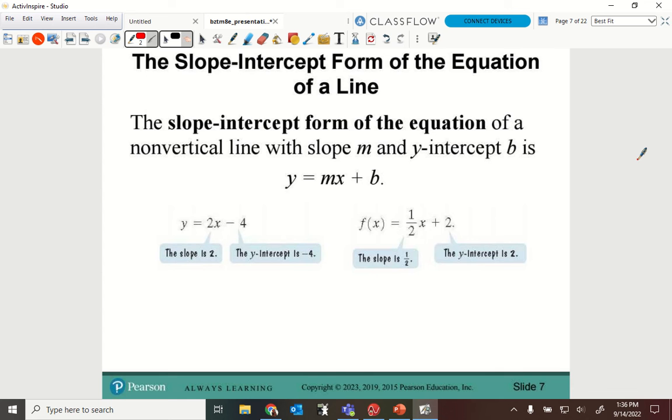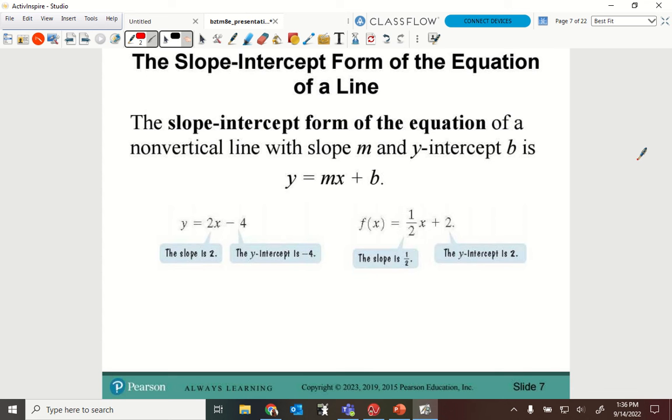So, we're going to go through and do slope-intercept form of the equation of a line. The slope-intercept form of the equation is for a non-vertical line with the slope m and y-intercept b. So we did m yesterday. M represents the slope of a line. That was the rise over the run. We have a formula just for that part right there.